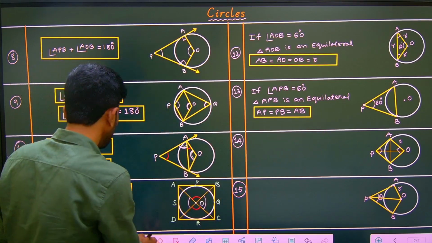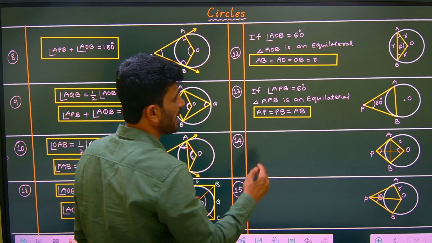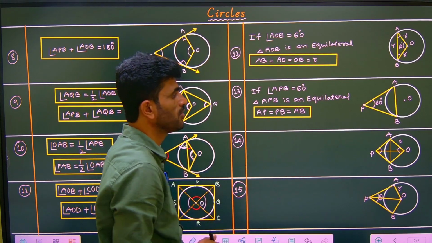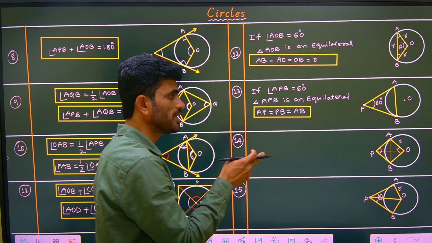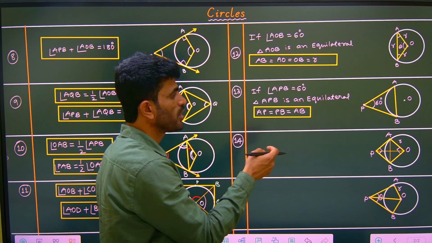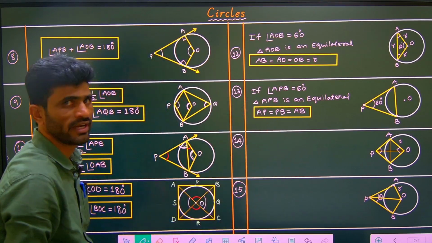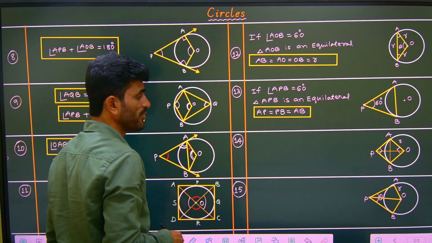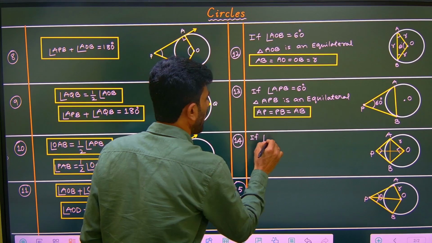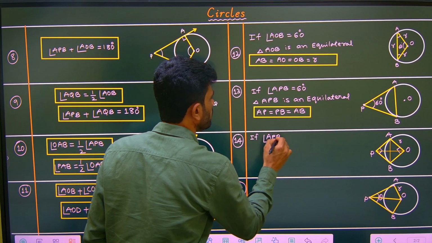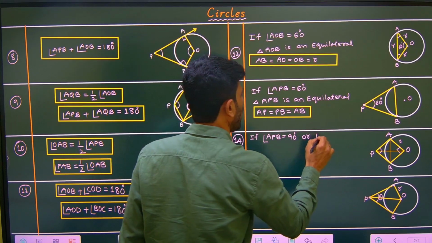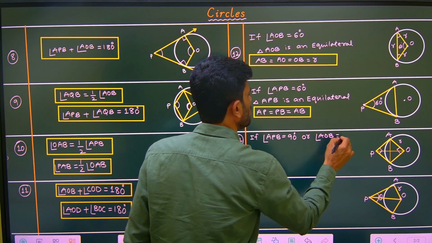One more. Coming to the 14th one, if the angle at the center is 90 degrees, then automatically the angle at the external point will be 90 degrees because the sum of them is 180 degrees. If the angle at center is 90 degrees, P is also 90 degrees. These two are 90, 90. Already we know A and B are 90, 90 because they are the angles between tangents and radius. So in this case, if angle APB is equal to 90 degrees or angle AOB is equal to 90 degrees.